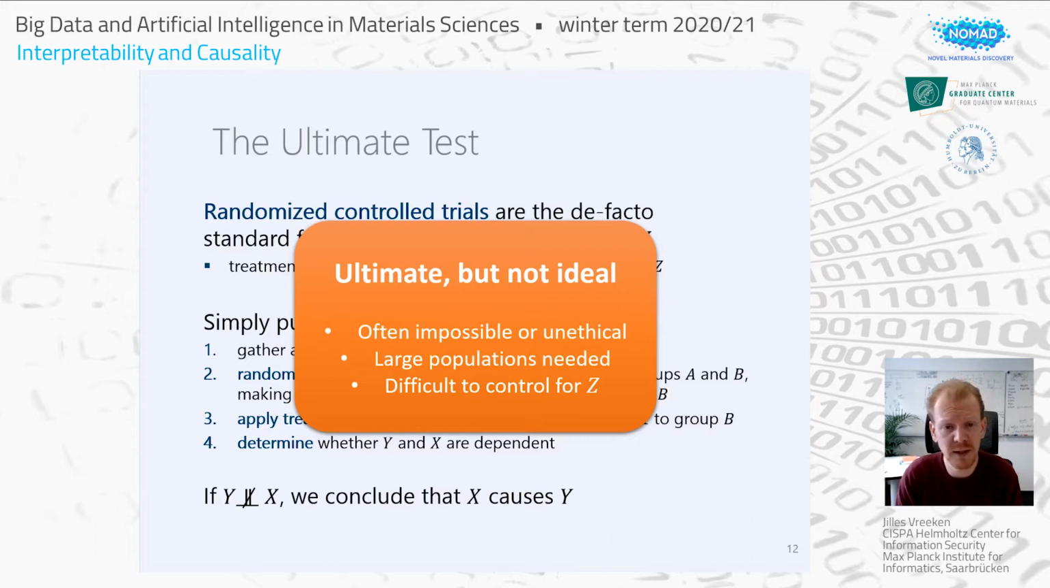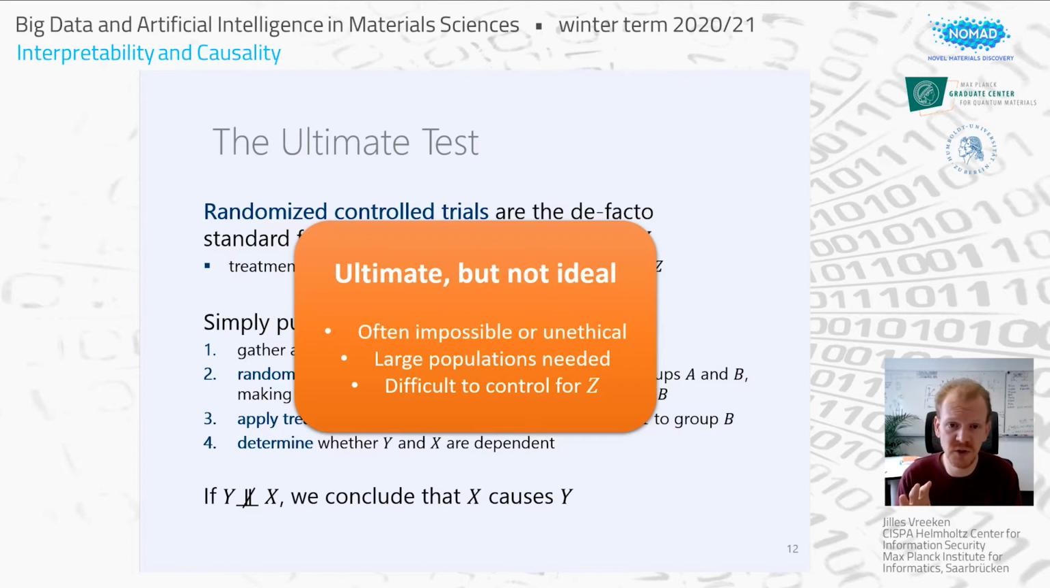Gathering a large population and exposing them to some experimental treatment is sometimes unethical or difficult, right? To gather volunteers for something. Unethical, for example, if you want to prove that smoking causes lung cancer, you could use a randomized controlled trial, but do you really want to force a large population to smoke for a large number of years when your hypothesis is that it causes cancer? That is a bit icky, to say the least. Another problem is that you need large populations, otherwise you don't have any statistical power. You can't draw any strong conclusions.